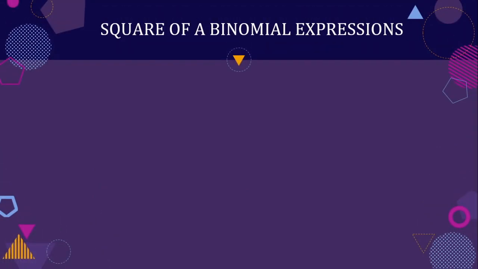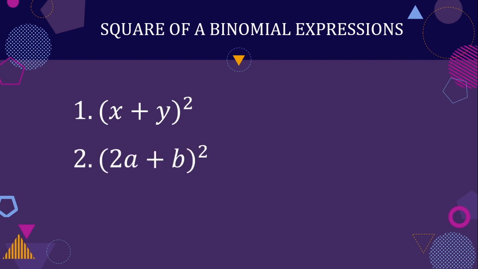For now, I want to present to you some square of a binomial expressions that we are going to solve and use later on. For the first one, we have the quantity x plus y squared. For the second one, the quantity 2a plus b squared. And for the third one, the quantity 3x minus 4 squared.